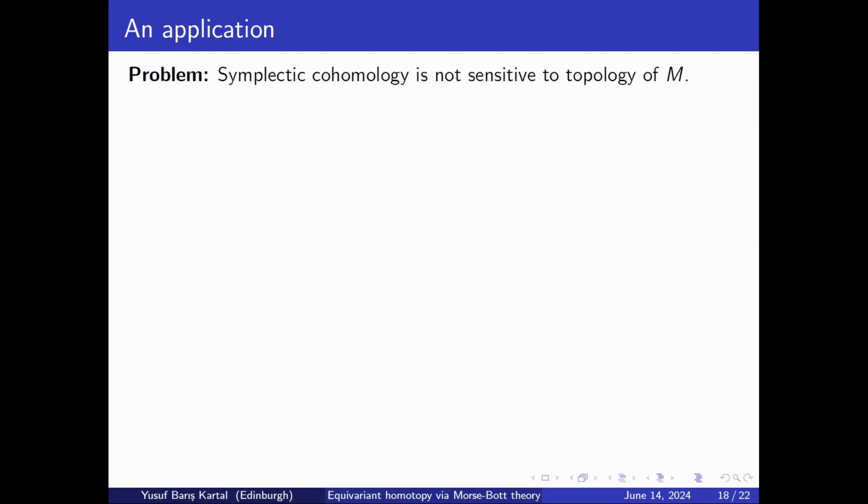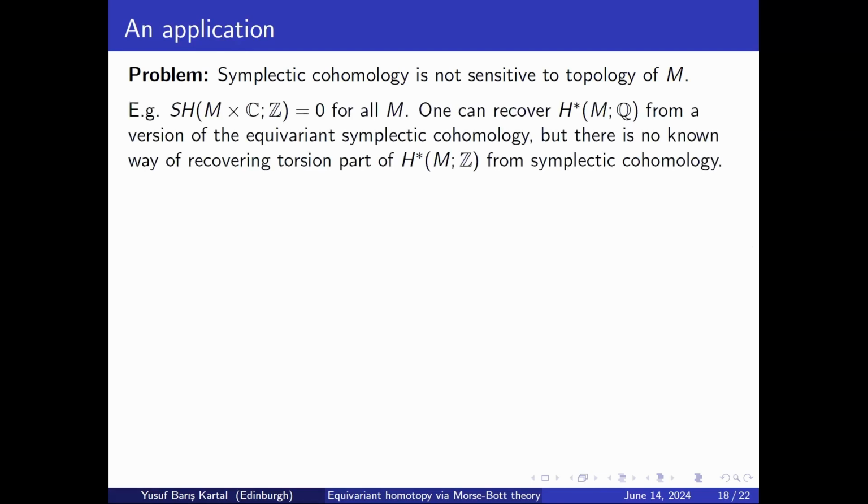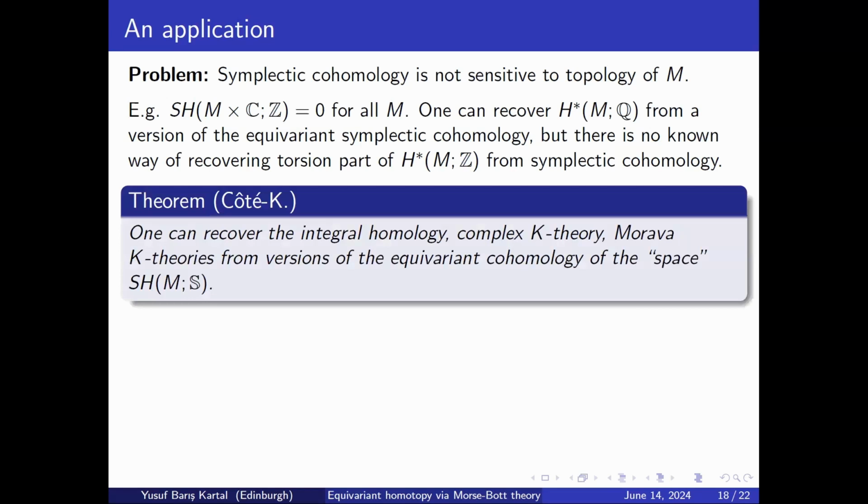So, let me just very briefly tell about an application. The symplectic homology is not actually sensitive to the topology of M. So, for instance, it can vanish even if M is very complicated. There are actually ways of recovering rational information from equivariant symplectic homology, but the torsion part is lost. So what we prove is you can recover integral homology, Morse-Bott K theories, complex K theory, and so on, from the equivariant homology of this spectrum.